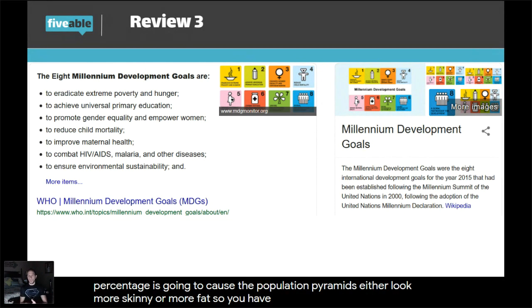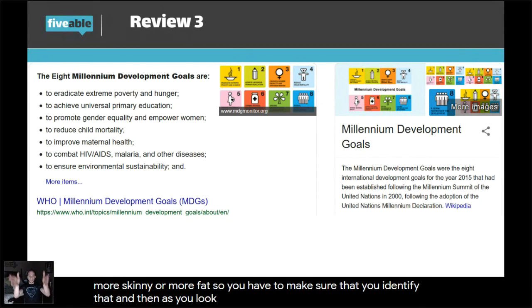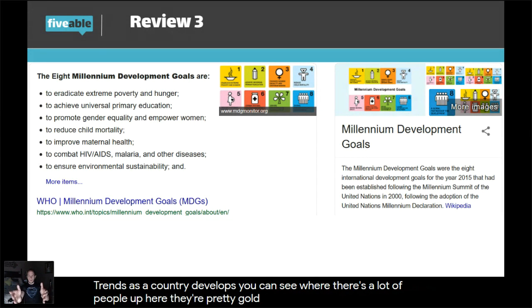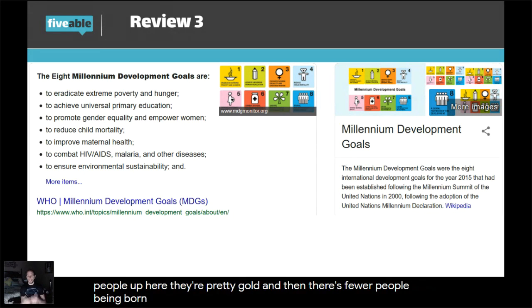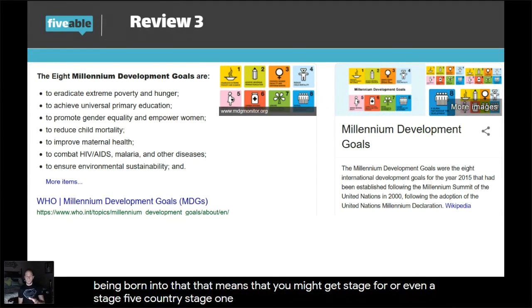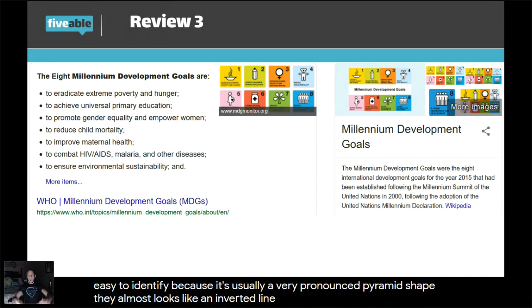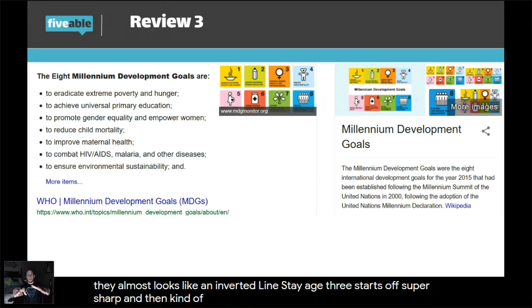So you have to make sure that you identify that, and then as you look at the structure of the pyramid, you can see trends as a country develops. You can see where there's a lot of people up here, they're pretty old, and then there's fewer people being born, and that means that you might be a stage 4 or even a stage 5 country. Stage 2 and 3 are always really easy to identify because there's usually a very pronounced pyramid shape. It almost looks like an inverted line. Stage 3 starts off super sharp and then kind of flattens out a little bit.